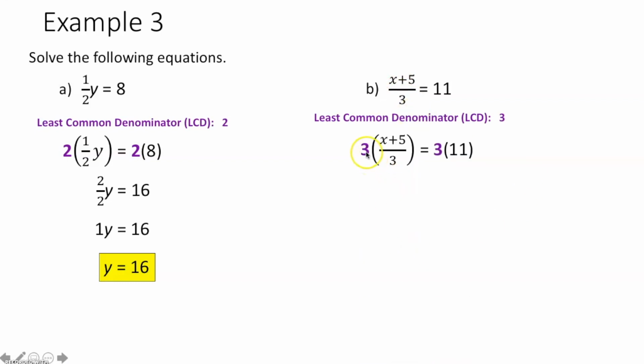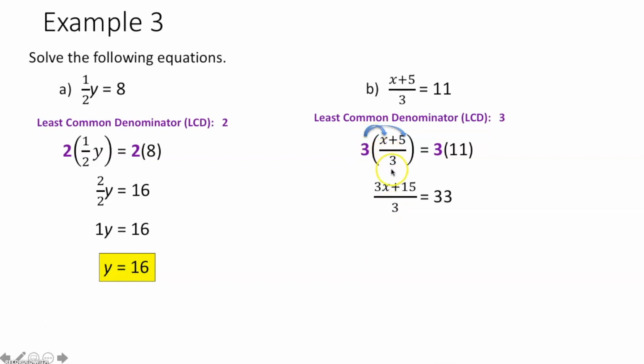Now, if you didn't realize that these cancel out and you could just get x plus 5 is equal to 33. If you didn't realize that, 3 is the same as 3 over 1. So you multiply the numerators together and denominators together. So 3 times x gives you 3x, and 3 times 5 gives me 15. And then 1 times 3 in our denominators gives us 3. So it looks like this.